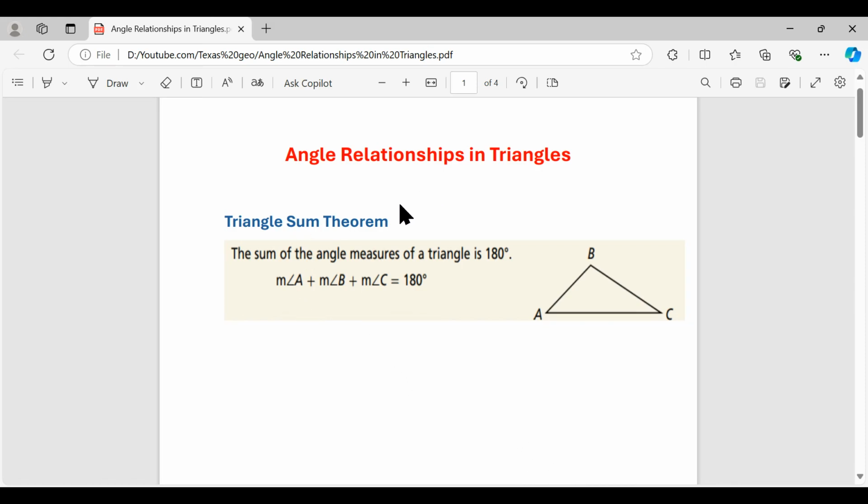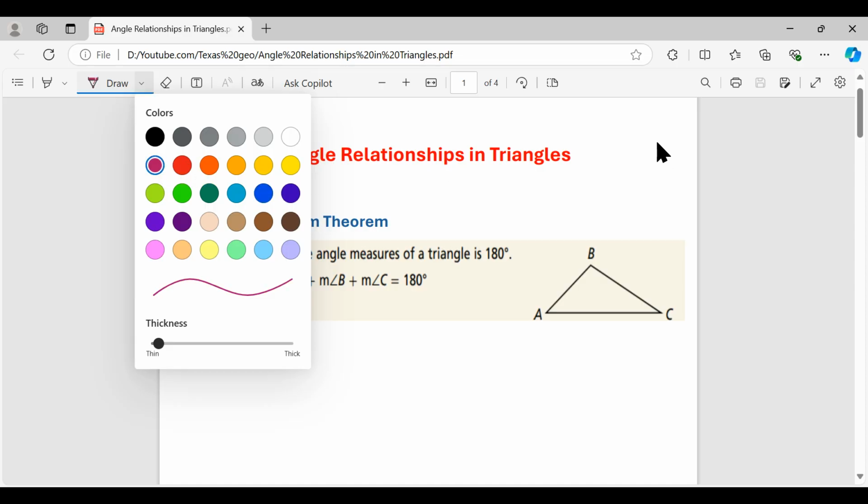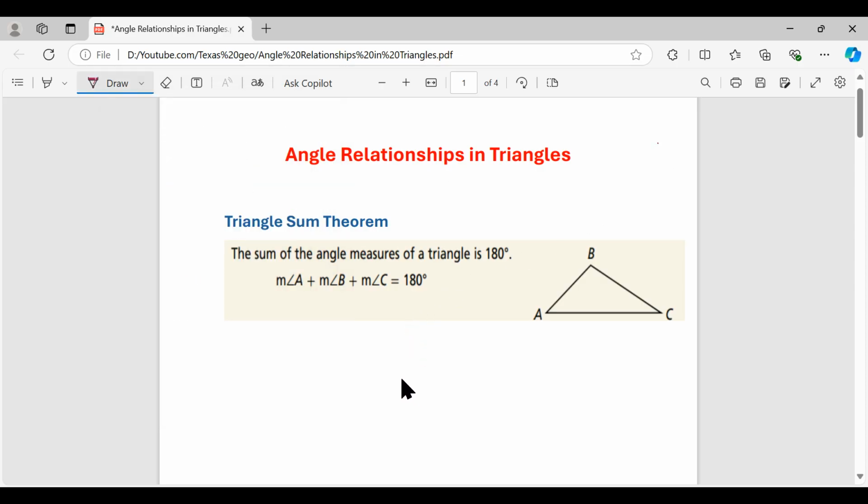In today's class, we will learn about angle relationships in triangles. So we can say that today we are going to learn about the theorems related to triangles. So you can see triangle sum theorem.